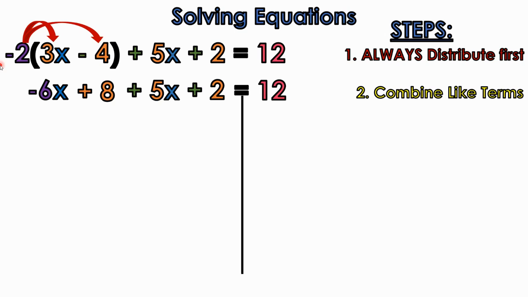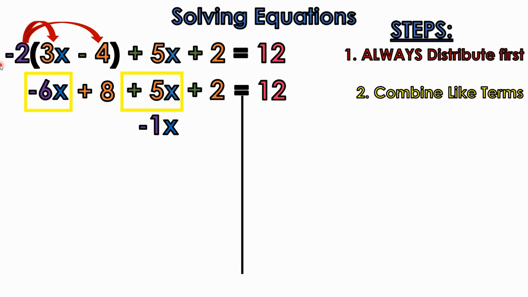So I'm going to look at my left-hand side. There are things that I see are like terms. So first, I see a negative 6x, and I also see a positive 5x on that same side. So I can add them together. Negative 6 plus 5 is negative 1x.